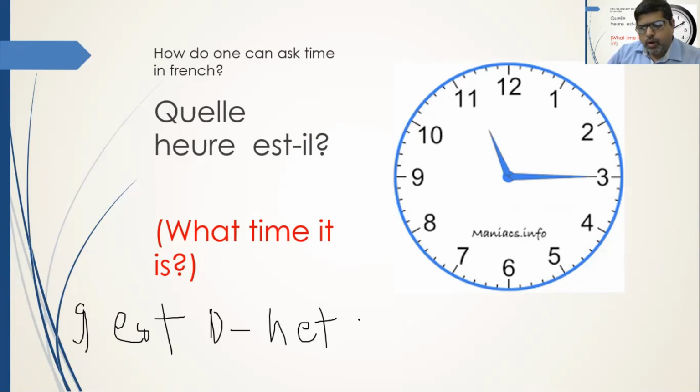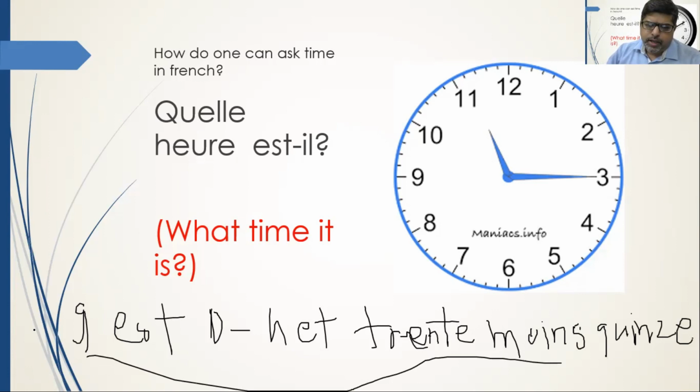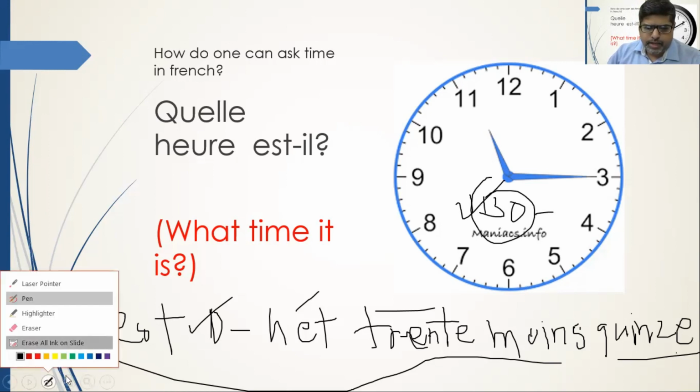Il est onze heures trente, TRENTE. Moins le quart, MOINS le QUINZE. So this will be another important way by which we are writing. That means it is 11 hours and 30 minutes less than 15. So it is less than 15 minutes, maybe 11:30. So this is also a way by which we can write the same.